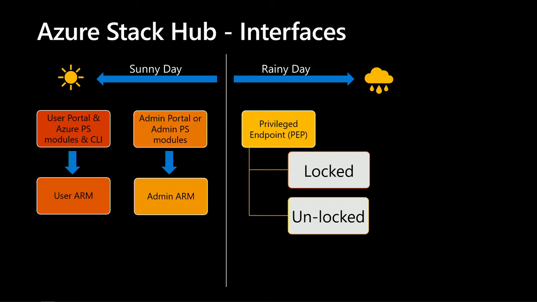Then we have an unlocked mode. The unlocked mode is for when you're on the call with support and they want to get into the system and actually fix an issue that hasn't been able to be fixed when it's locked. When the system is unlocked, they get access to the system and they can walk you through fixing that. Critically important you understand not just what the PEP is, but how you connect to it and use it as well.